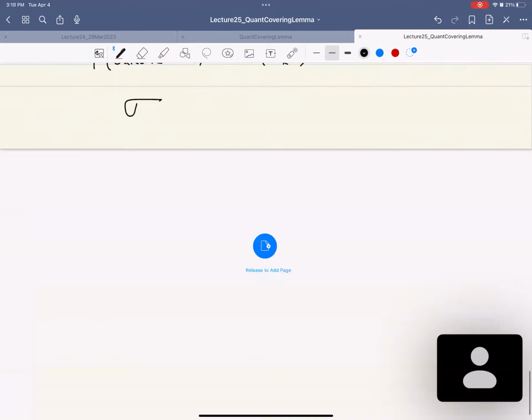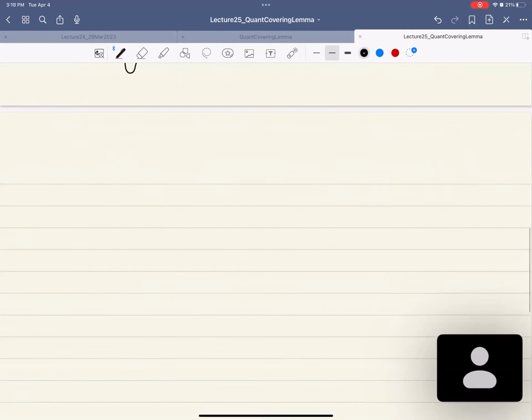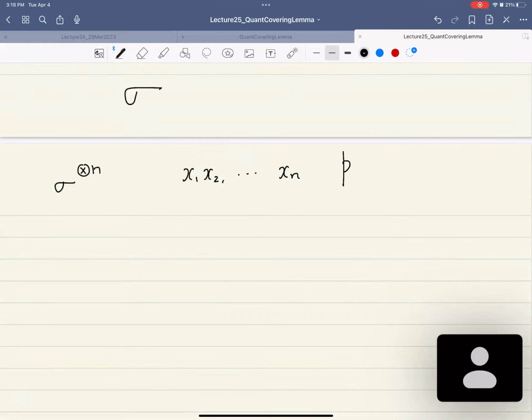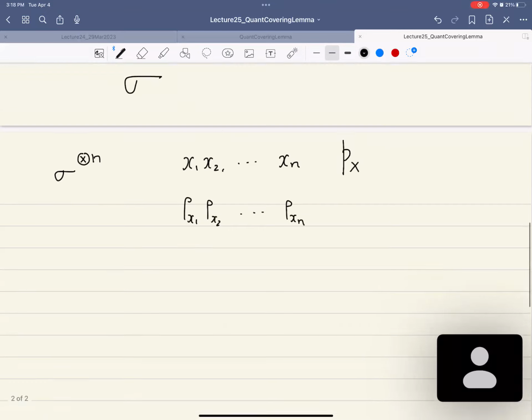So suppose I want to do sigma tensor n. What do I have to do? Suppose I have to simulate the quantum state sigma tensor n at Bob's end. What should I do? I should pick x1, x2, all the way until xn. So I have to pick n symbols IID according to the distribution Px, and I should prepare the corresponding quantum state, rho x1, rho x2, all the way until rho xn, and then give it to Bob.